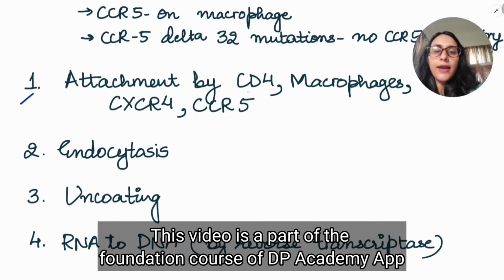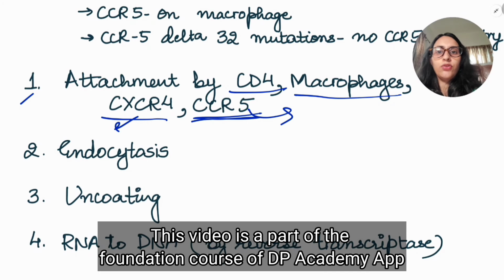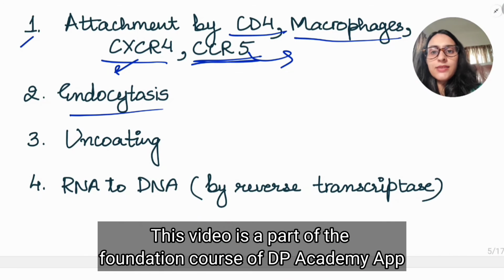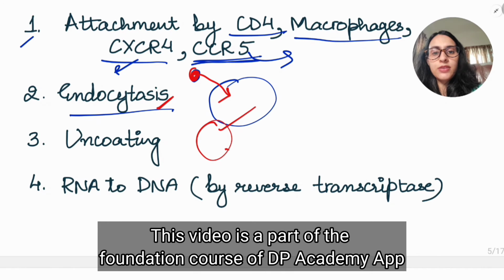First, there is attachment: either attachment to CD4 cell or macrophage, CXCR4 that is present on the CD4 cell, CCR5 that is present on the macrophage. Then the second step is endocytosis. Endocytosis means the HIV virus is pulled inside the CD4 cell with the help of endocytosis. Then in the HIV virus, all the capsid, nucleocapsid, all the envelope, everything, uncoating occurs.